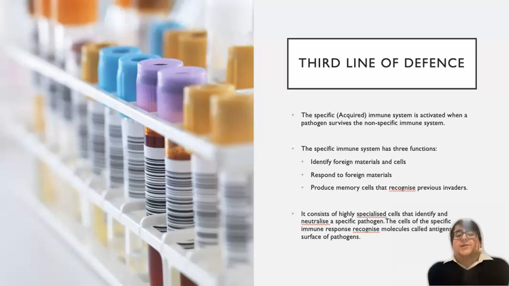The specific immune system has three functions: to identify foreign materials and cells, respond to those foreign materials and cells, and to produce memory cells that recognize previous invaders to prevent them from infecting us again. It consists of highly specialized cells that identify and neutralize a specific pathogen. The cells of the specific immune response recognize molecules called antigens, antibody generators, on the surface of the pathogens.